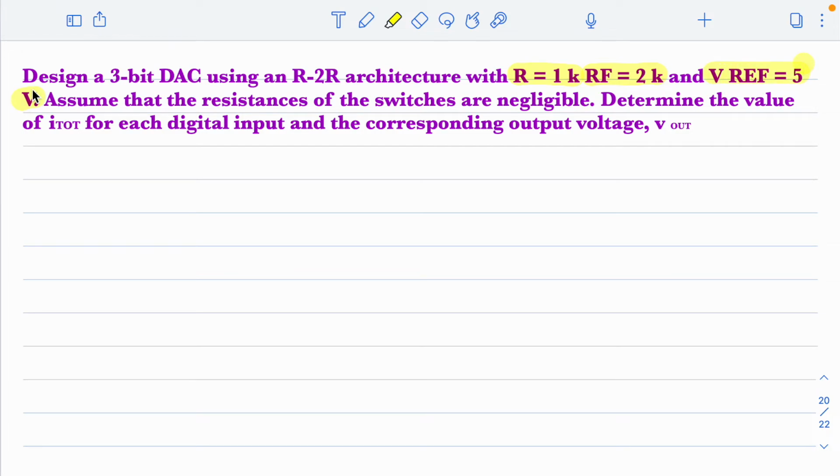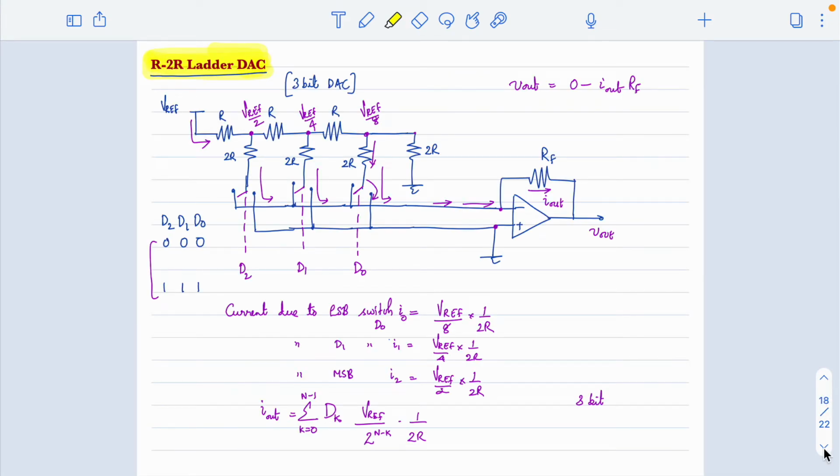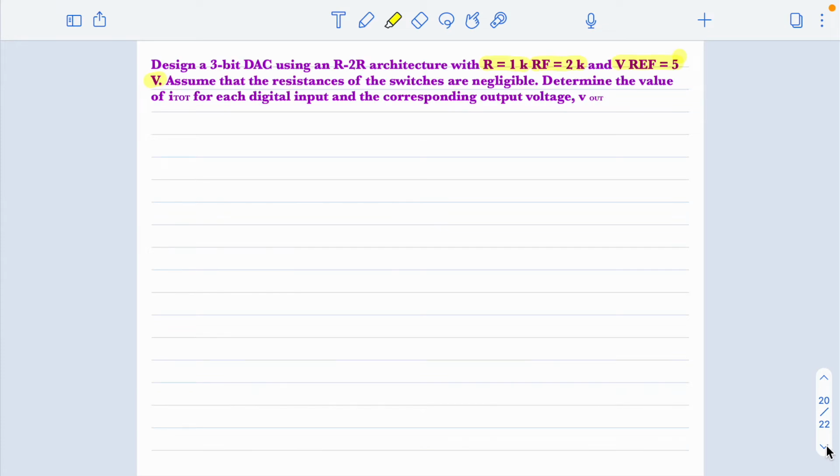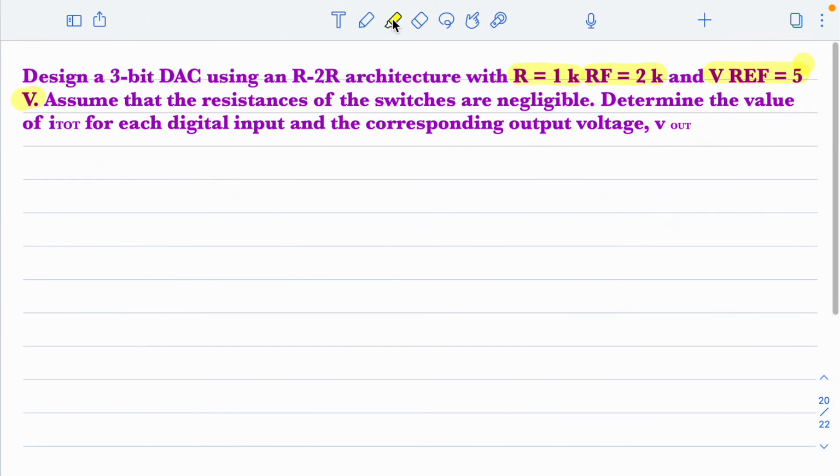One thing we neglected in the discussion is that we are using switches. We did not consider the resistance of the switch. So when we discuss non-linearity, we need to consider or rectify the non-linearity which will come due to the switch resistance. That we'll see a little later. As of now, you can neglect the resistance of the switches.